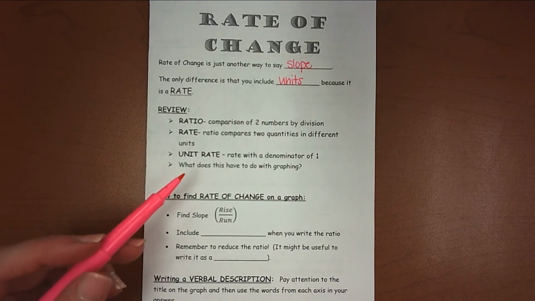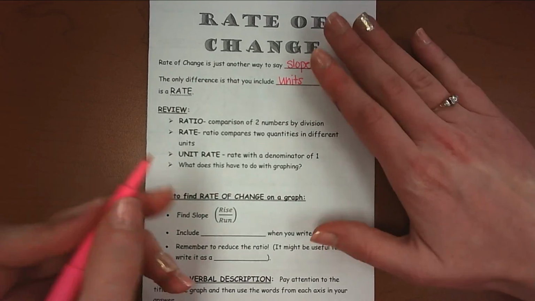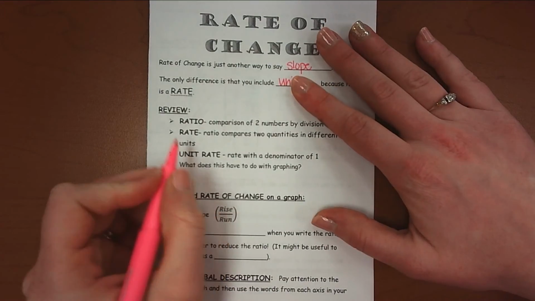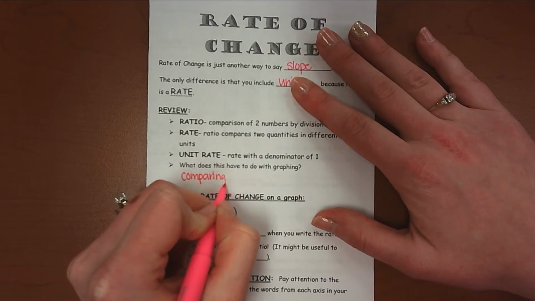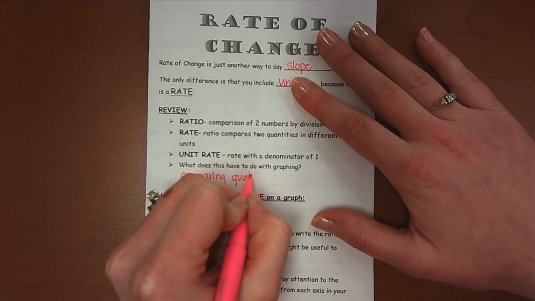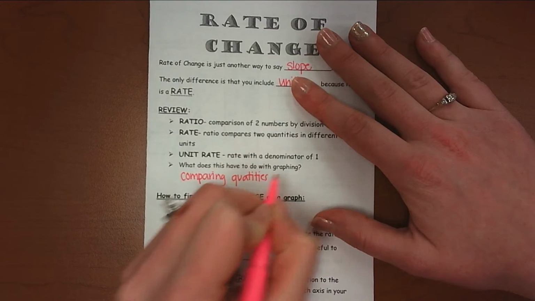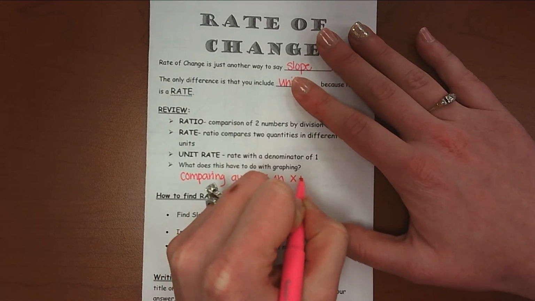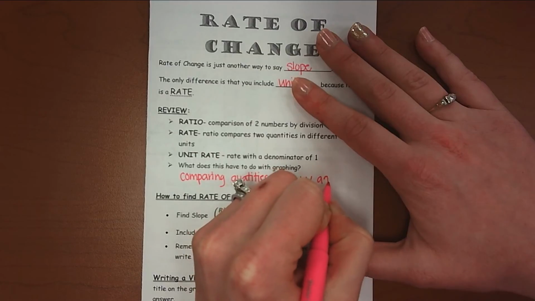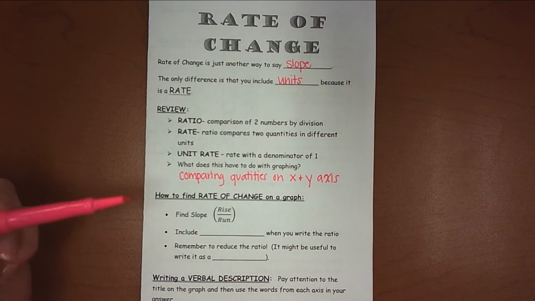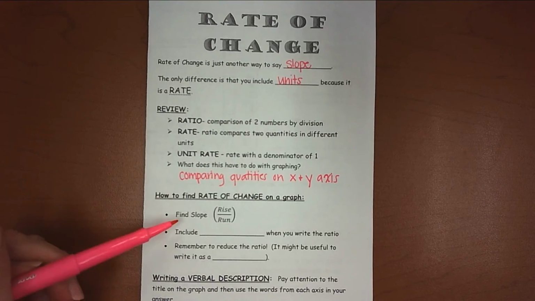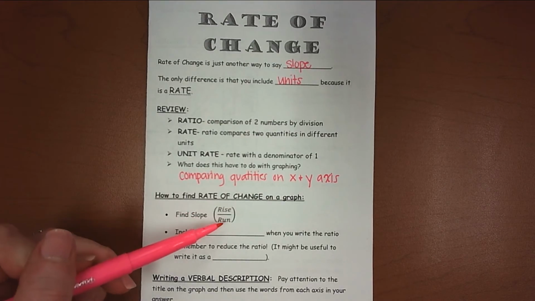So what does this have to do with graphing? Well, whenever we're graphing, we're comparing quantities on the x and y axis. So how do we find rate of change? We find slope, rise over run.